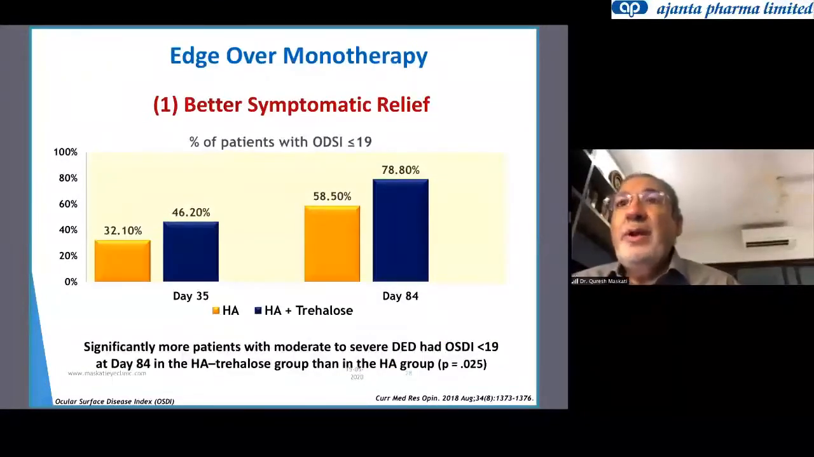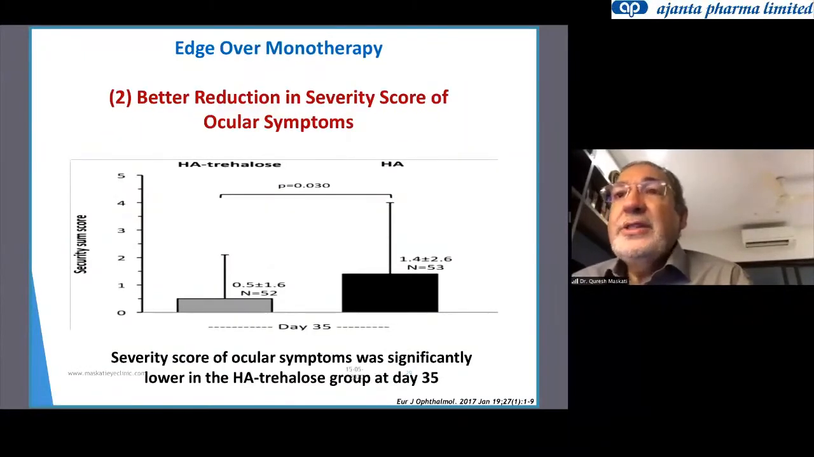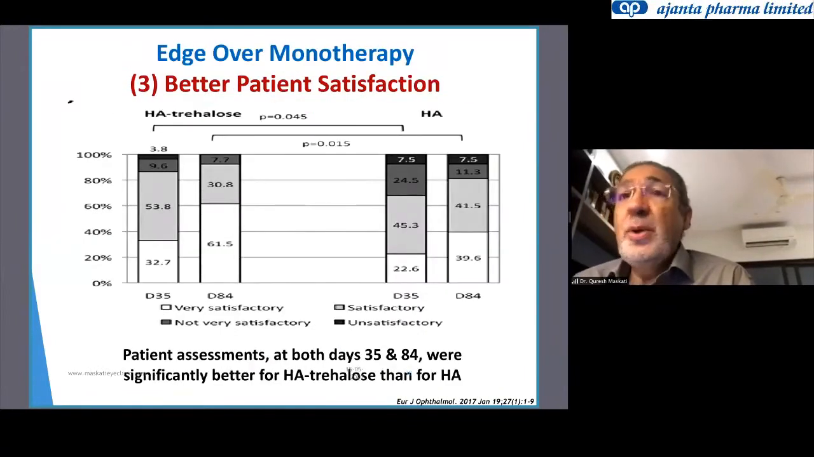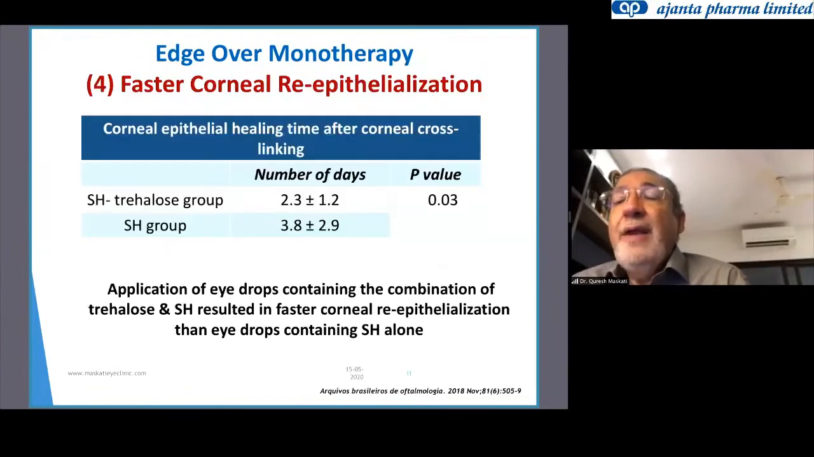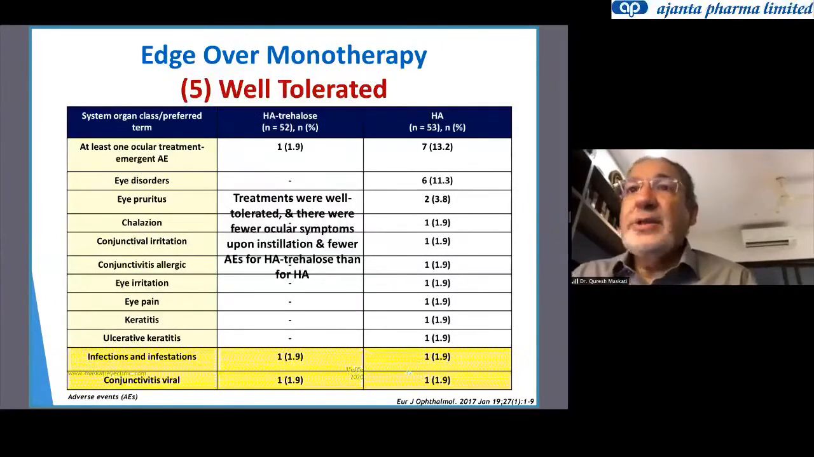It gives you a 5-point relief edge over monotherapy, better symptomatic relief, as you can see. And at day 35, the combination is better than just HA alone. And at day 84, also 78% better. Patients felt better. So better reduction in severity score. When you did the OSDI index, the severity score, the combination fared better. Patients were more satisfied with the combination over monotherapy. And faster corneal reepithelialization. You know, we need to get the cornea reepithelialized in many conditions where there is dry eye with epithelial loss. The number of days it took in the combination group was just 2.3 days as compared to just HA alone, which was 3.8 days. And it's well tolerated, almost as well tolerated or a little better tolerated than HA alone. So there are no significant side effects to this combination.